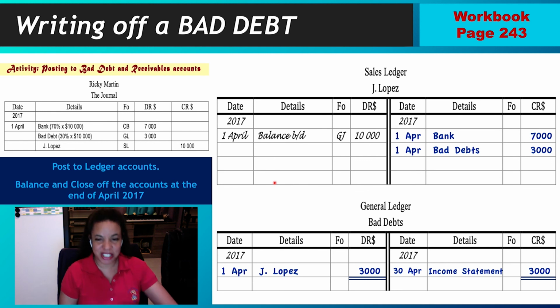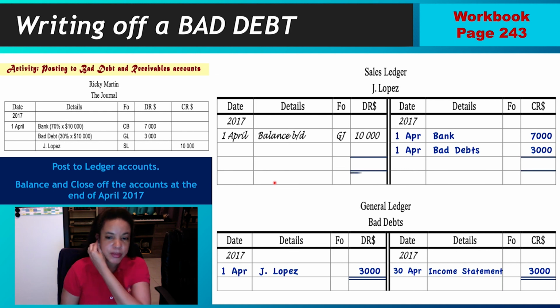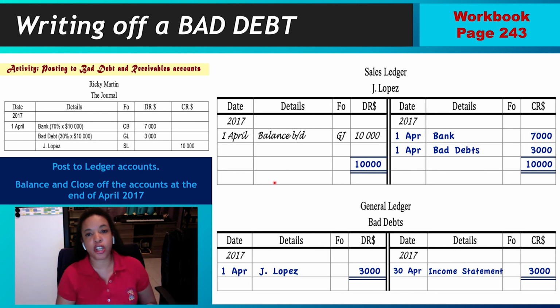Right? Now let us go to J. Lopez, and we will put our totals there. Debit side, $10,000. Credit side, $10,000. So it's equal, balanced. There is no balance carried down because J. Lopez owes us nothing. Right? She paid $7,000. We wrote off the remainder, $3,000, in terms of bad debts. And this is what your accounts would tend to look like for bad debts.